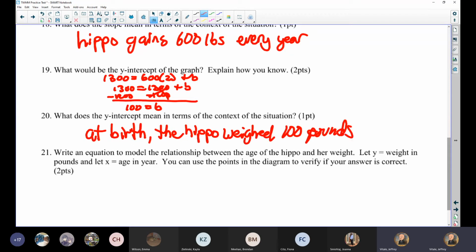So if we got to write the equation to check it, well, number 17, we found our slope. Number 19, we found our y-intercept. So just plug those guys in there.